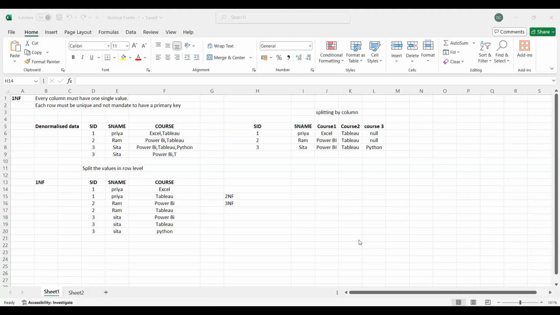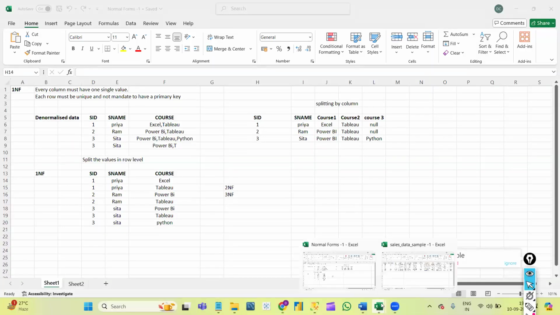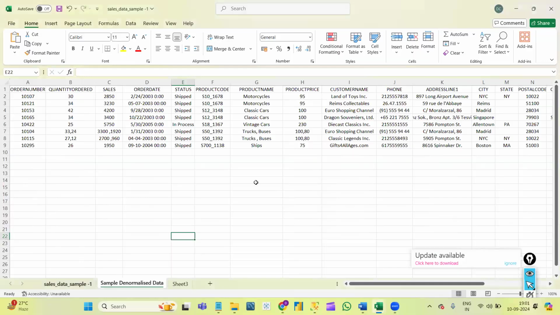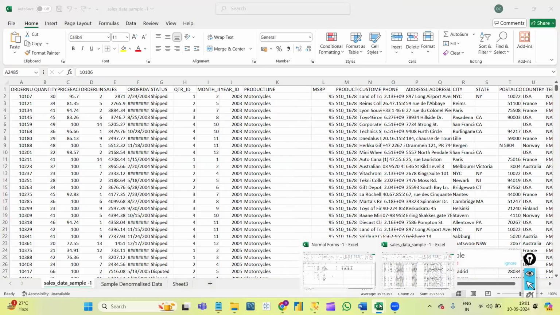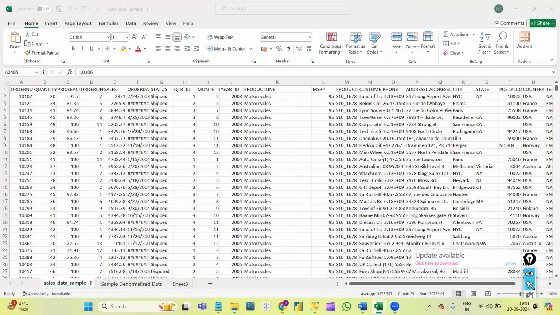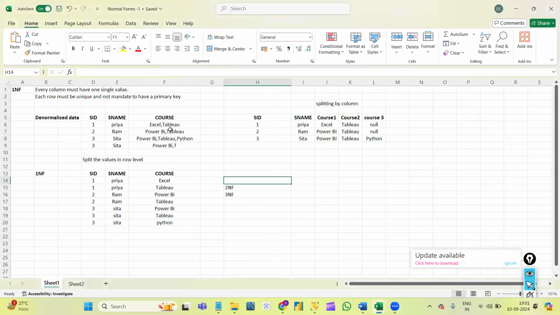As I said, let me share my complete screen first. This is one of the data sets. Actually, this is the sales data set. Let's see on this data set only, but first, just to make you understand 1NF, I used this data. I will explain all the columns we have, but first, yesterday we saw this data, right?